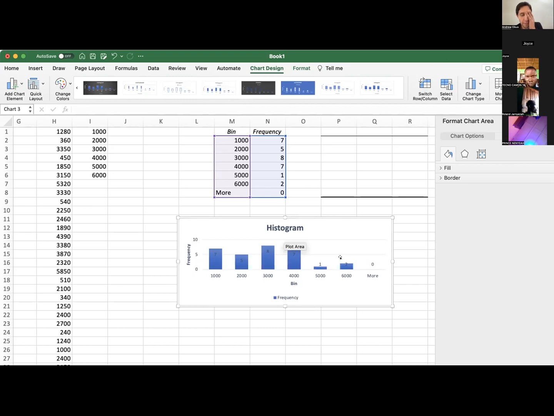So the point is, this is how you make a histogram. It's a number of steps, but I have the steps written out in the slides. When I send the slides out, you'll be able to follow them if you have access to Excel. Okay, any questions about this?